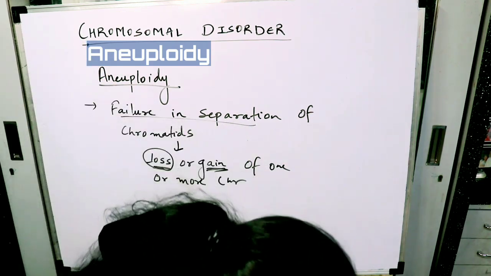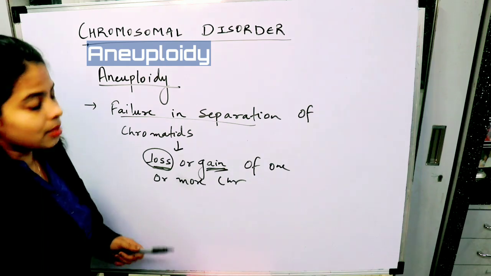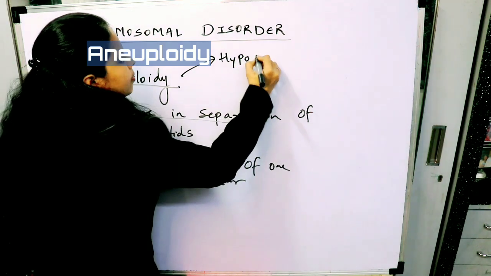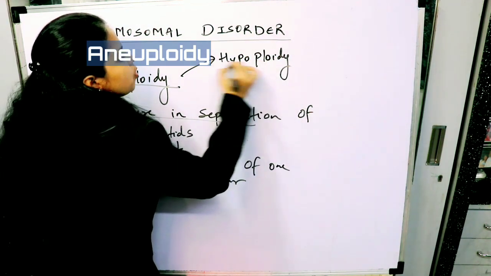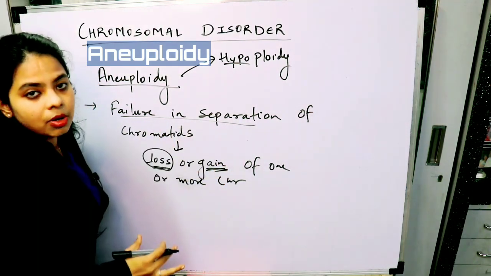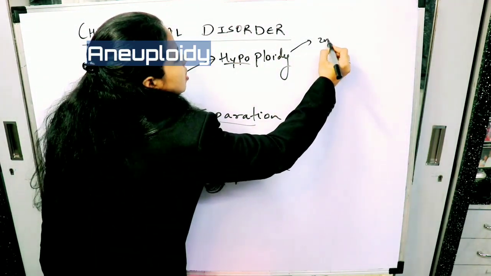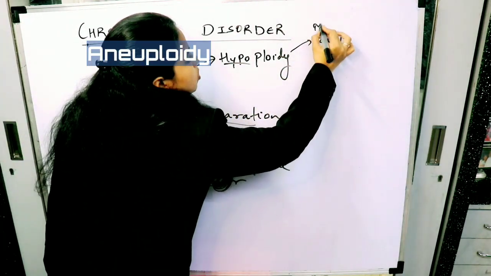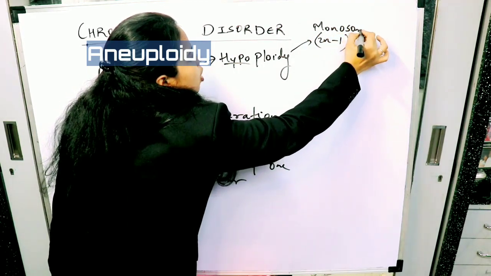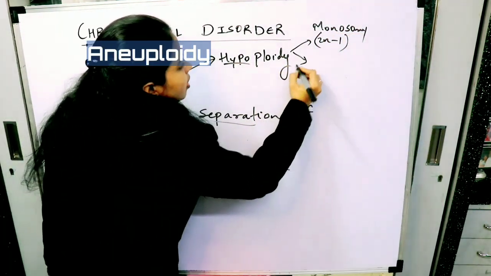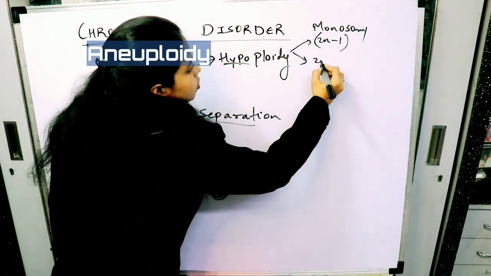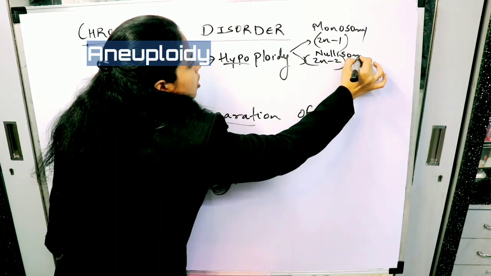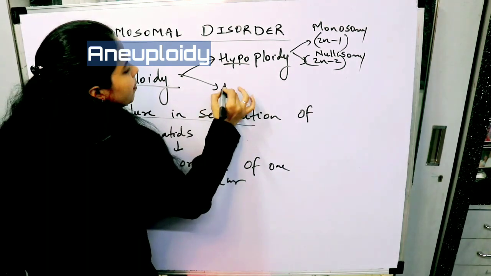Now this aneuploidy is of various types. The first type of aneuploidy is hypoploidy. Hypo means less. When there are fewer chromosomes, for example 2n minus 1, meaning one chromosome is less, this condition is known as monosomy. Now when two chromosomes are less, that means 2n minus 2, this condition is known as nullisomy. Then next is hyperploidy.